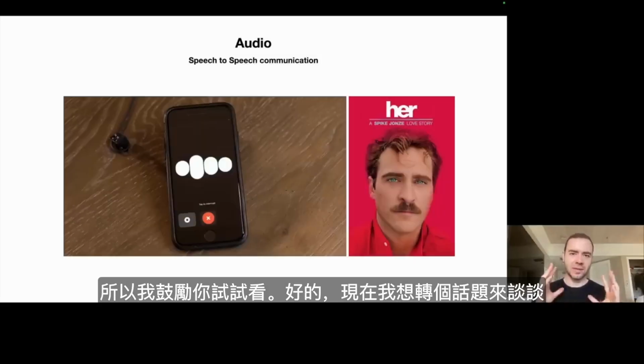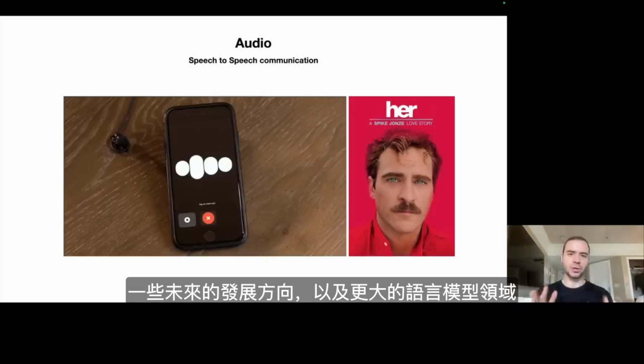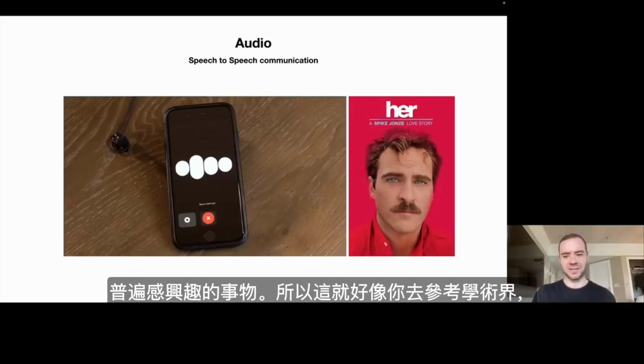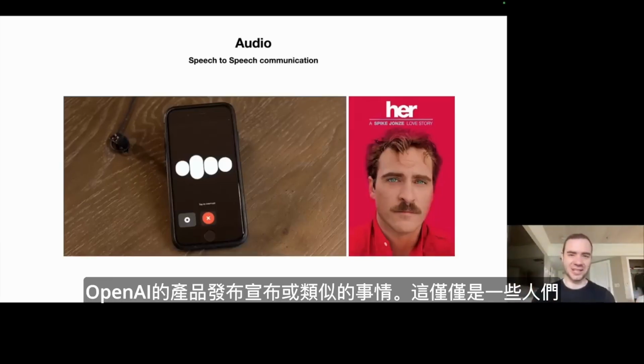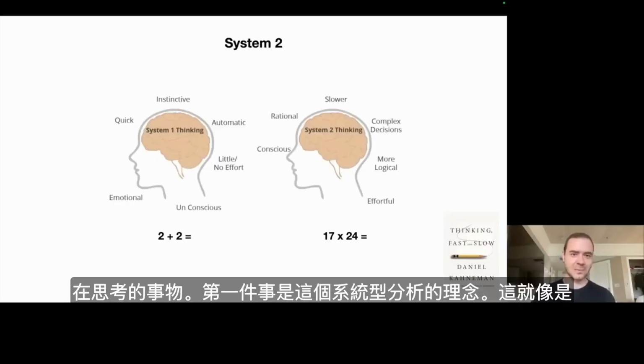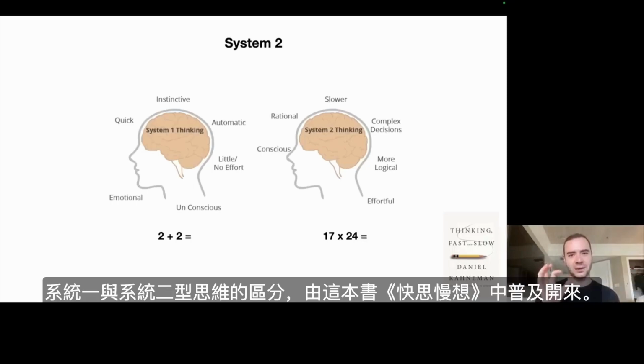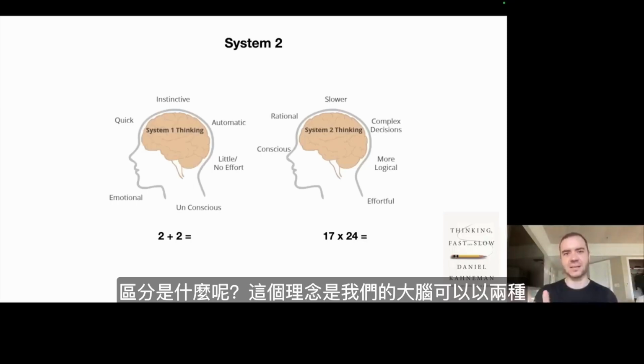Okay, so now I would like to switch gears to talking about some of the future directions of development in large language models that the field broadly is interested in. If you go to academics and look at the kinds of papers being published and what people are interested in broadly, I'm not here to make any product announcements for OpenAI or anything like that. This is just some of the things that people are thinking about. The first thing is this idea of System 1 versus System 2 type of thinking that was popularized by the book, Thinking Fast and Slow.